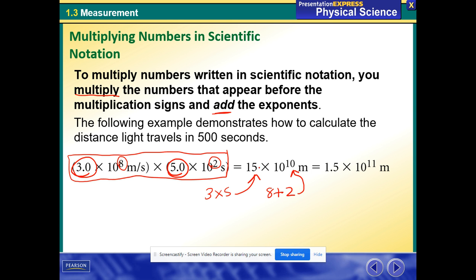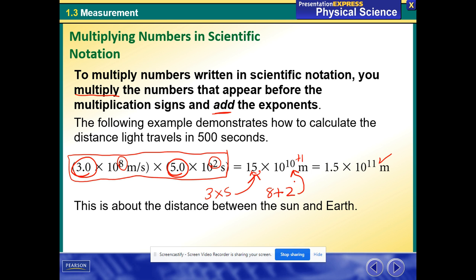Now 15 is not in proper scientific notation because that number is not between 1 and 10. So we have to move my decimal over 1. Since I'm moving my decimal to the left, that actually adds 1 to my exponent. So here, you're going to add 1, and that's how they got the 11. So they're good. This is about the distance between the sun and Earth. It is 1.5 times 10 to the 11th meters.